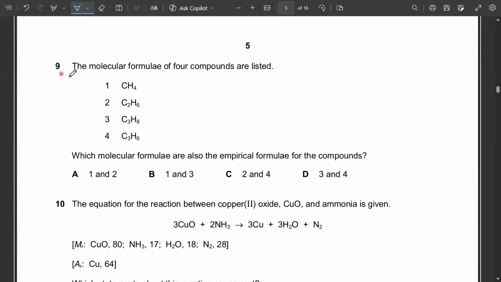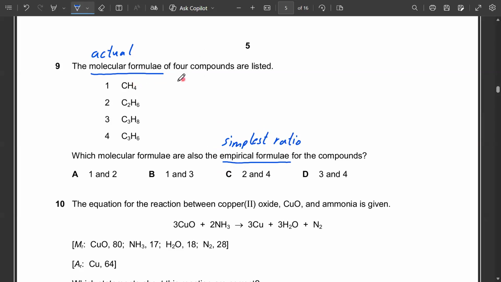Number 9, the molecular formulae of 4 compounds are listed. Which molecular formulae are also the empirical formula of the compound? If you remember the definitions, molecular formula means the actual number of the atoms of all elements in the compound, and empirical formula means the simplest ratio of the atoms of the elements in the compound. That is a bigger formula.